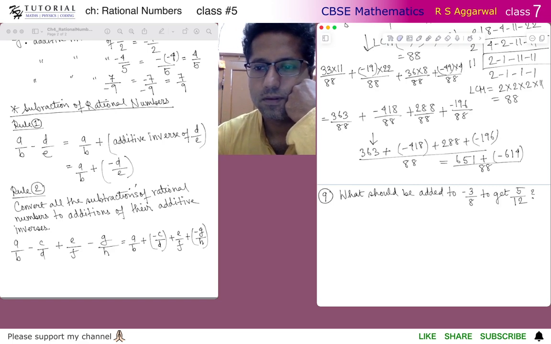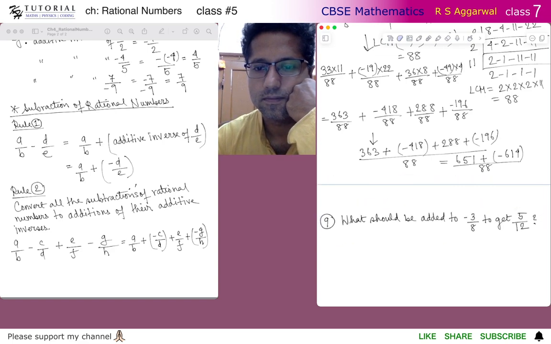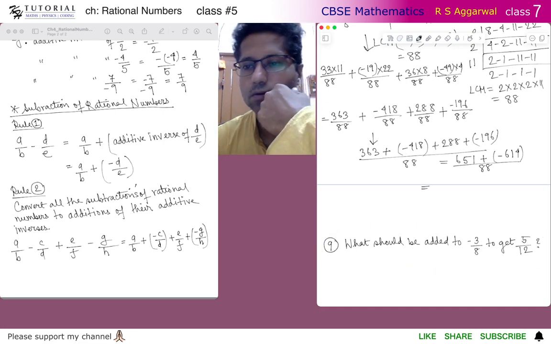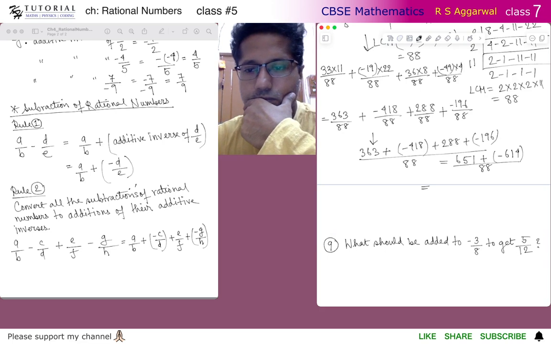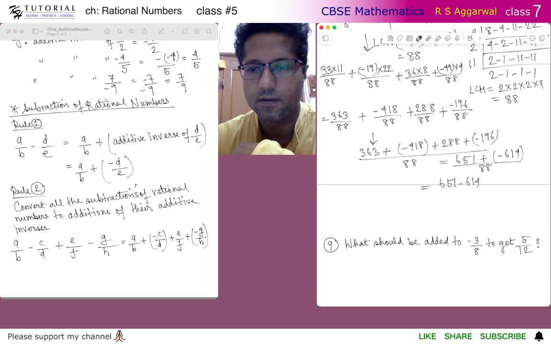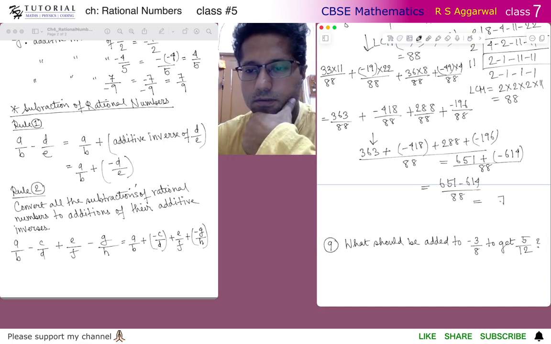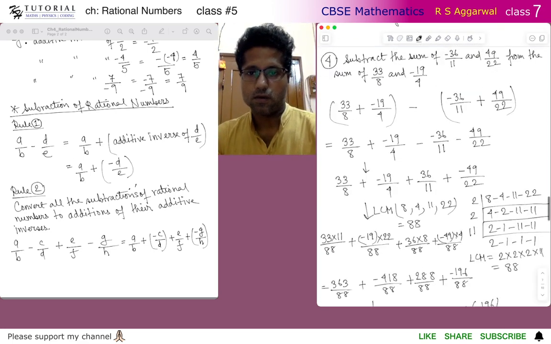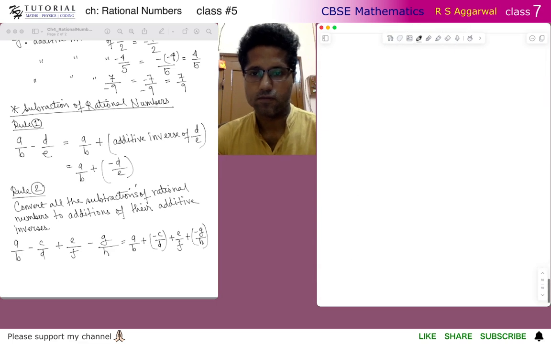Let me bring this a little down. Okay, so this is now how much? 651 minus 614 by 88. This is 37 by 88. So this is the answer. Okay. Question 4 is done.